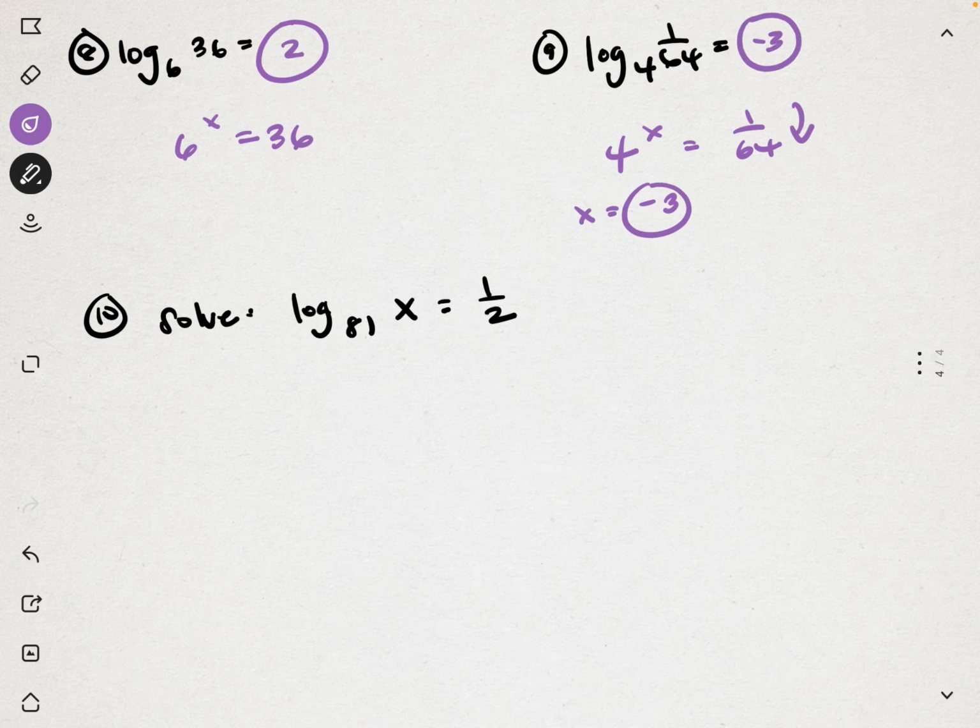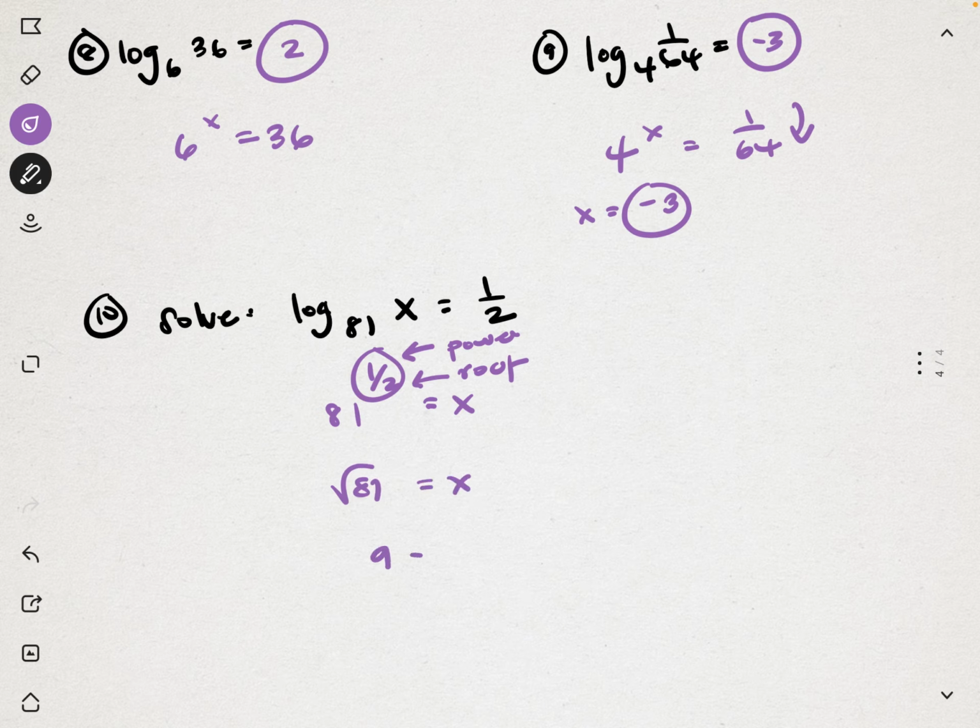Okay, and then the last one, it's asking us to solve log base 81 of x equals 1/2. So we're going to rewrite this as an exponential. 81 to the 1/2 equals x. Remember that when we have a rational exponent, the top is the power, and then the bottom is the root, right? So we're taking the square root of 81 to the first power. We really don't have to write the first power because it's implied. So the square root of 81 is going to be 9.